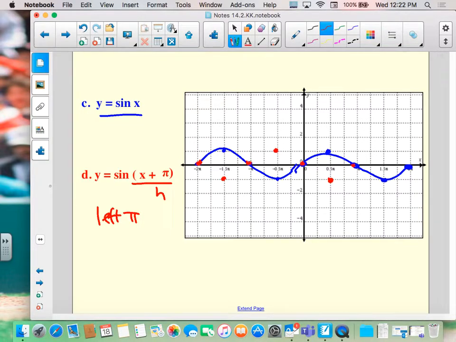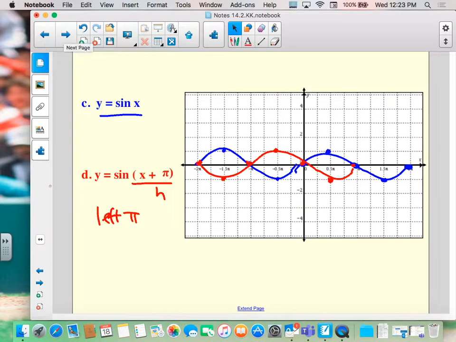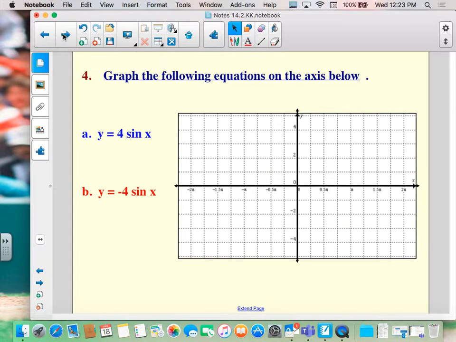So you can probably guess, how pretty is this picture? There is your shifted sine wave. I told you it'd be fun. Cool pictures, sine and cosine.